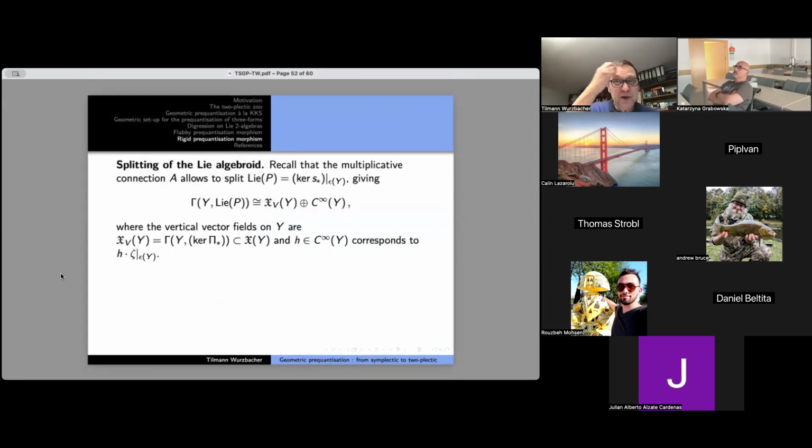Now I will write down a formula which I'm not very happy about, but I will write it down. It's a splitting. In this special case where this Lie algebroid comes from an S1 Lie groupoid, you can split the algebroid into vertical vector fields plus the infinity function, just by using the connection A. The vertical vector field is just the kernel of pi star along the fibers of the bundle over M. And a function corresponds to the function times the Euler field.